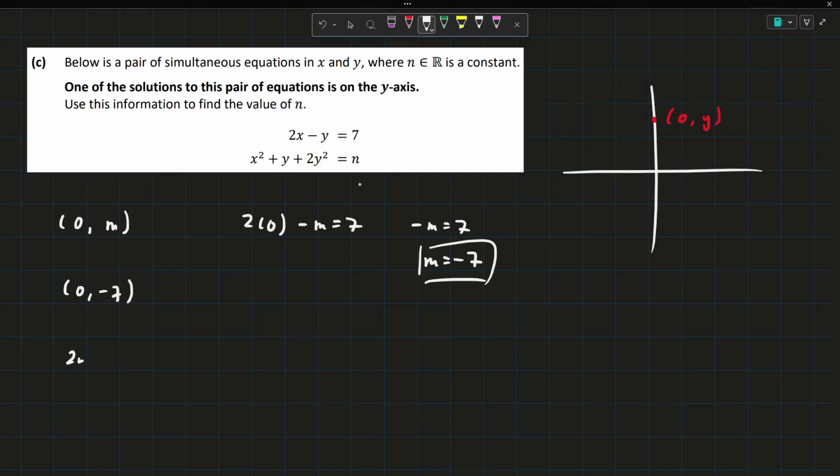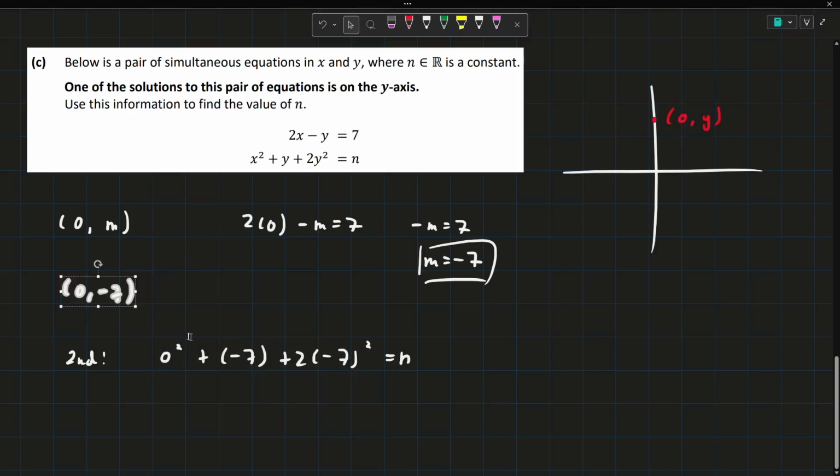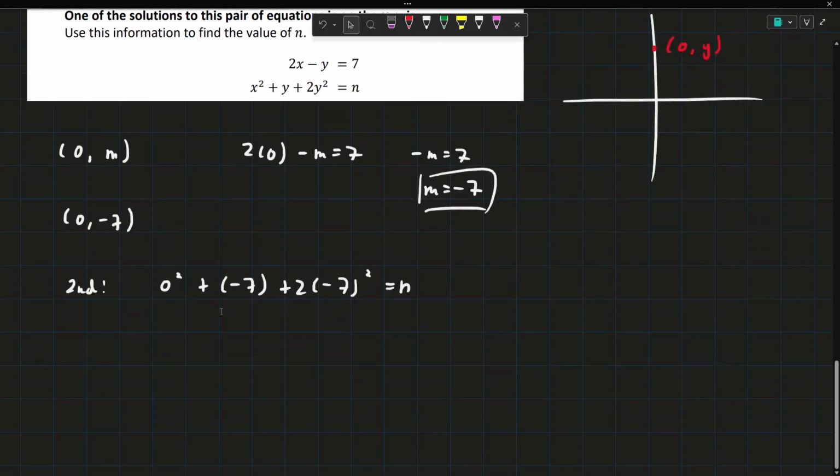So in the second equation, we're going to have 0 squared plus minus 7 plus 2 times minus 7 squared equals n. We know that's true because we know this is a solution, so we're able to sub those in. Then we can just simplify it. So we have minus 7 plus 2 times positive 49, because minus 7 is also squared, so a minus squared gives us a positive, equals n. That'll give us 91 when you put it into your calculator. So n is equal to 91.